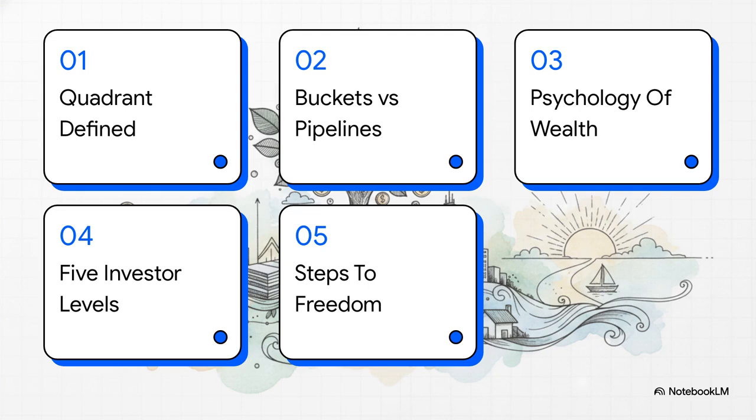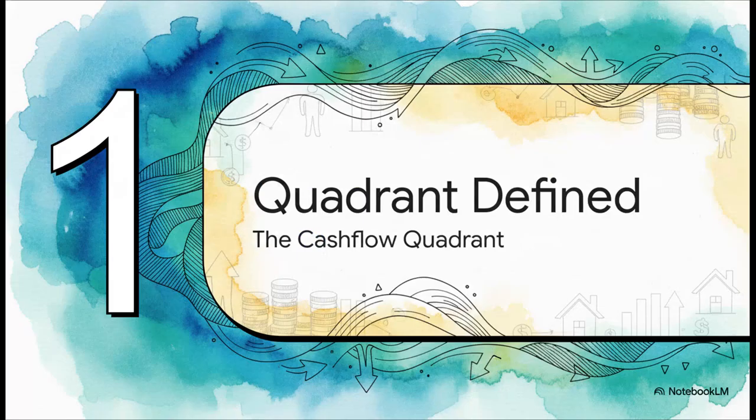So here is our roadmap from financial struggle to independence. First, we're going to define the cash flow quadrant. Then we'll compare buckets versus pipelines, explore the psychology of wealth, break down the 5 investor levels, and finish up with actionable steps to financial freedom. Let's kick things right off with Section 1, the cash flow quadrant defined.